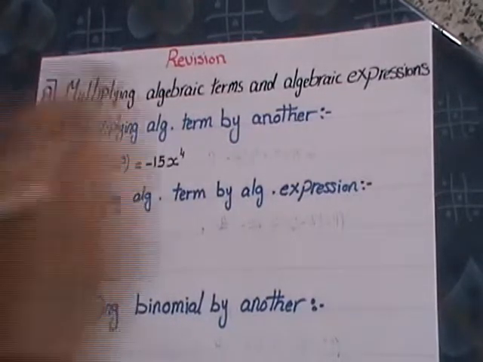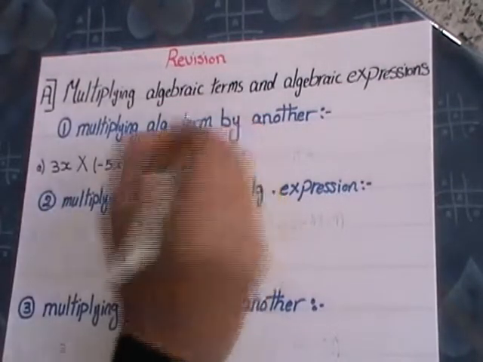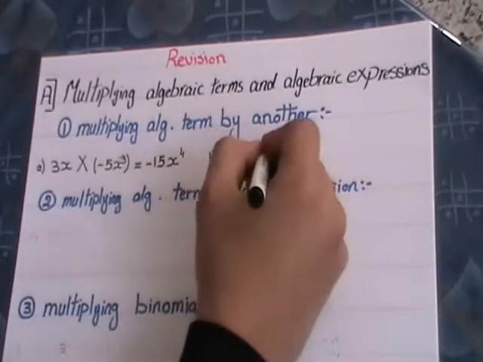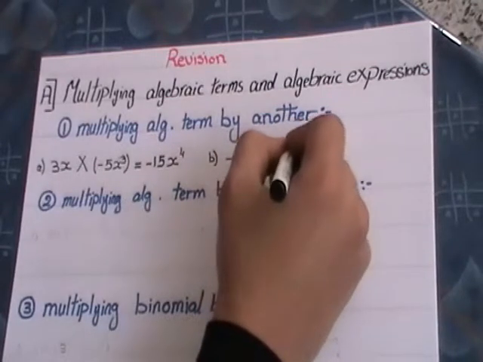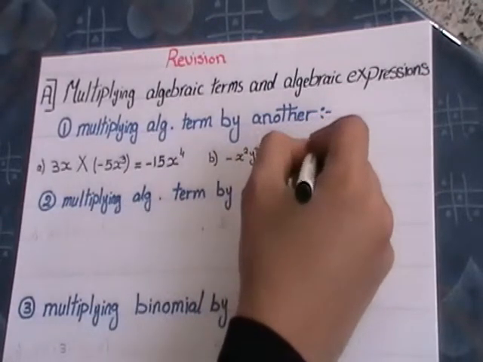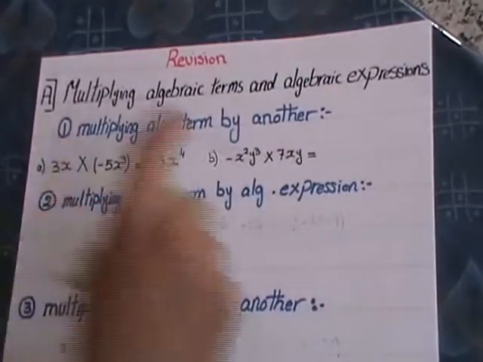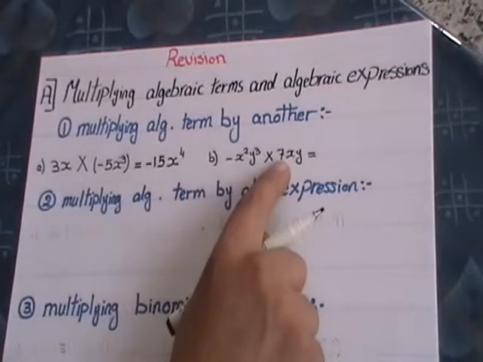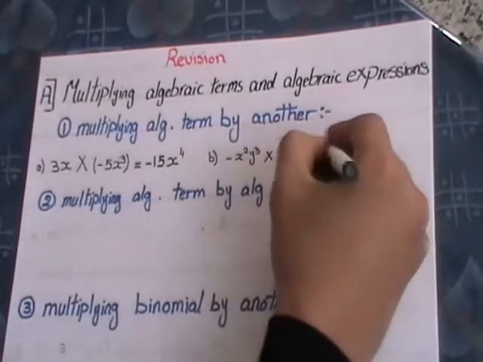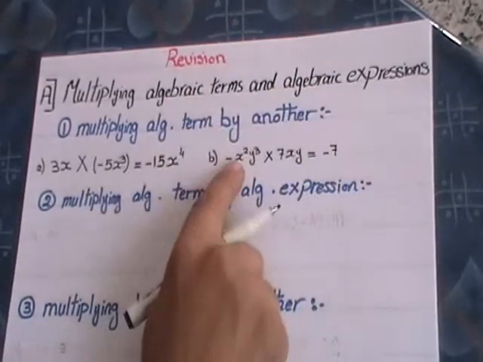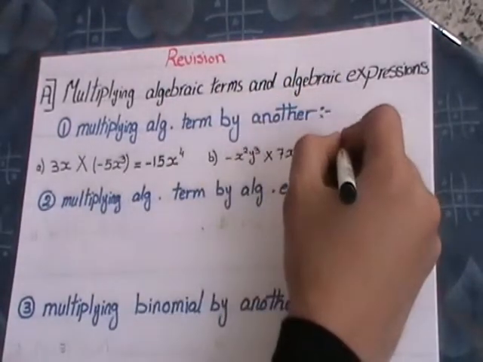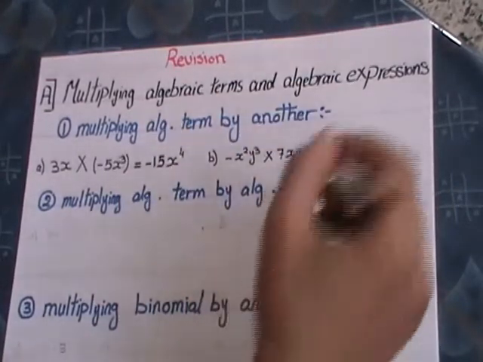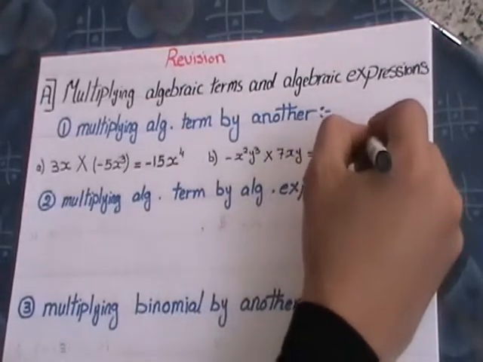We go on to another example. In example B, we have negative x power 2 y power 3 times 7xy. Let's start with the coefficient. Here the coefficient is what? Yes, excellent, negative 1. And here 7. Negative 1 times 7 equals negative 7. And here x squared, here x, we add the power, becomes x power 3. Here y power 3, and here y becomes y power 4.